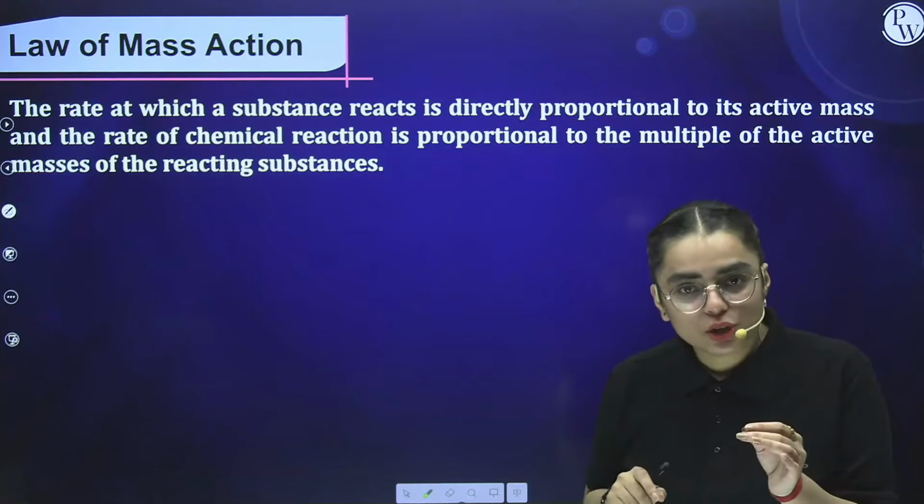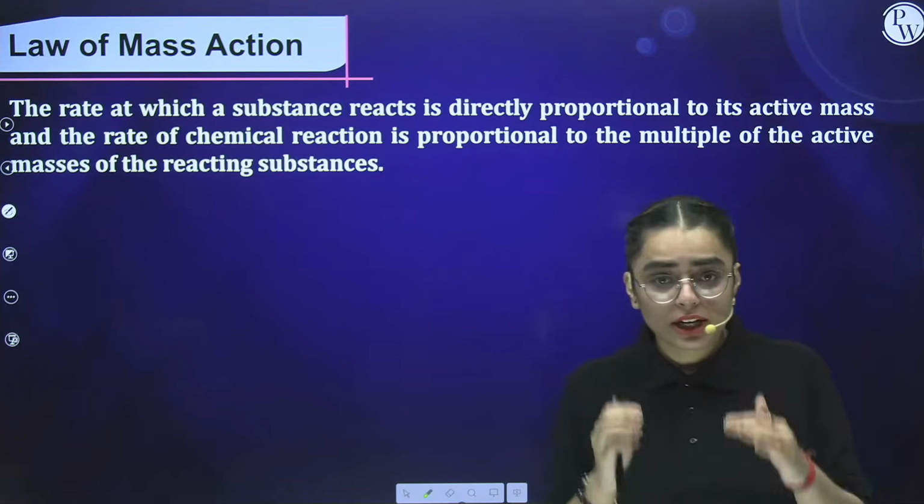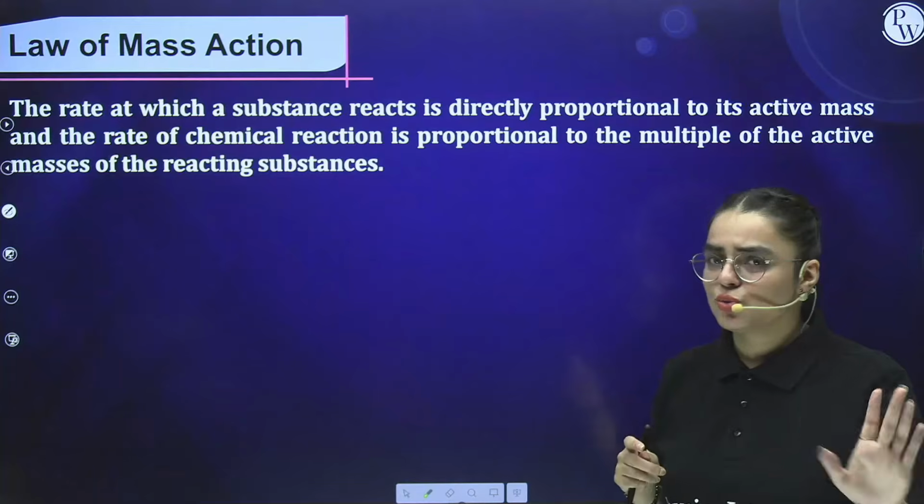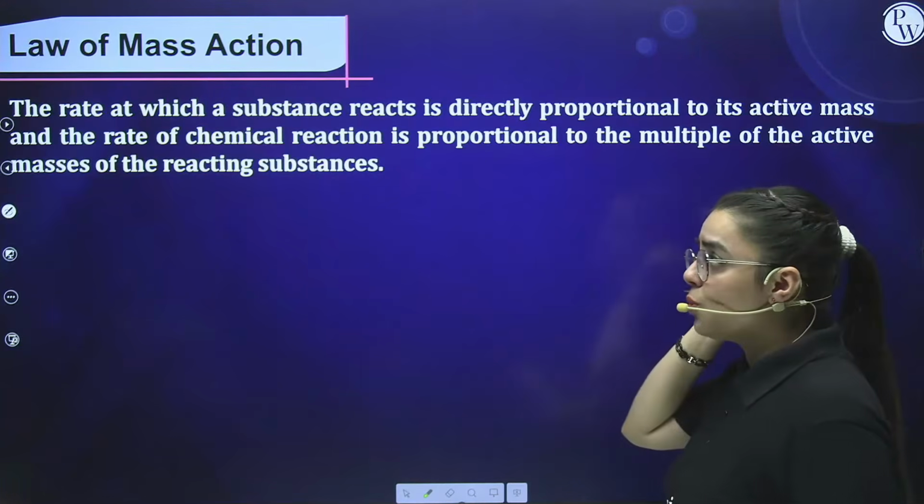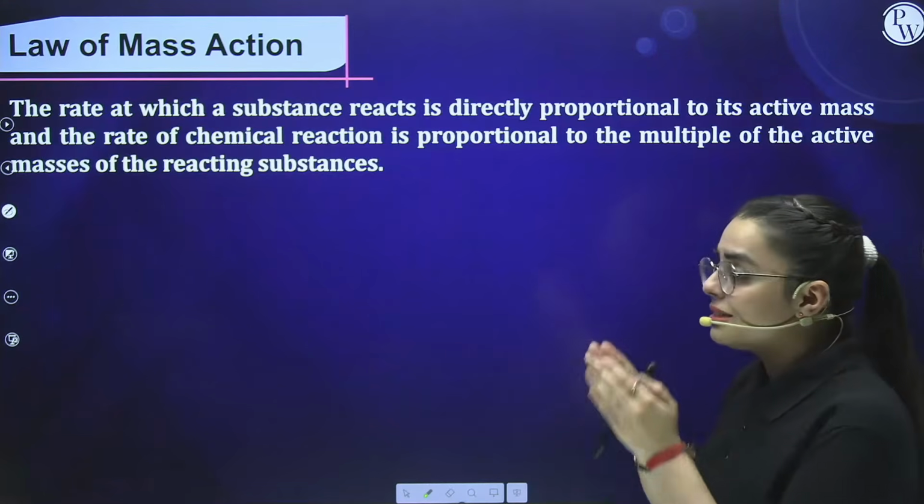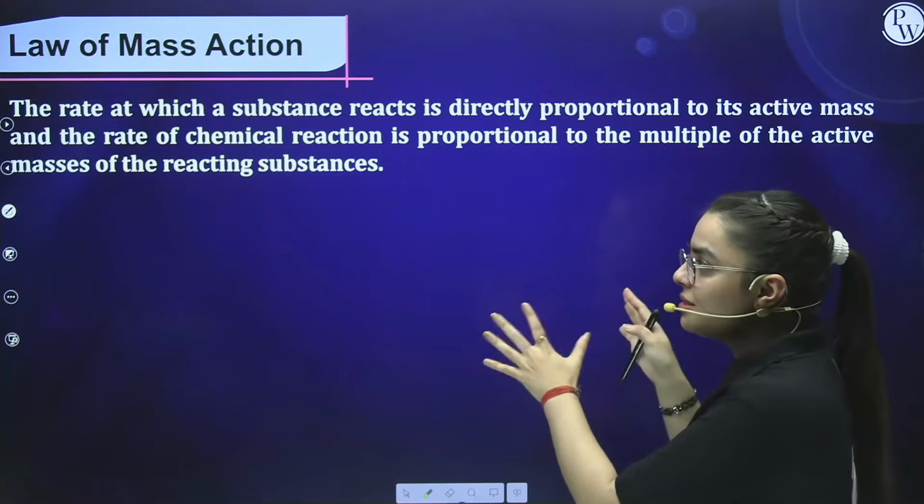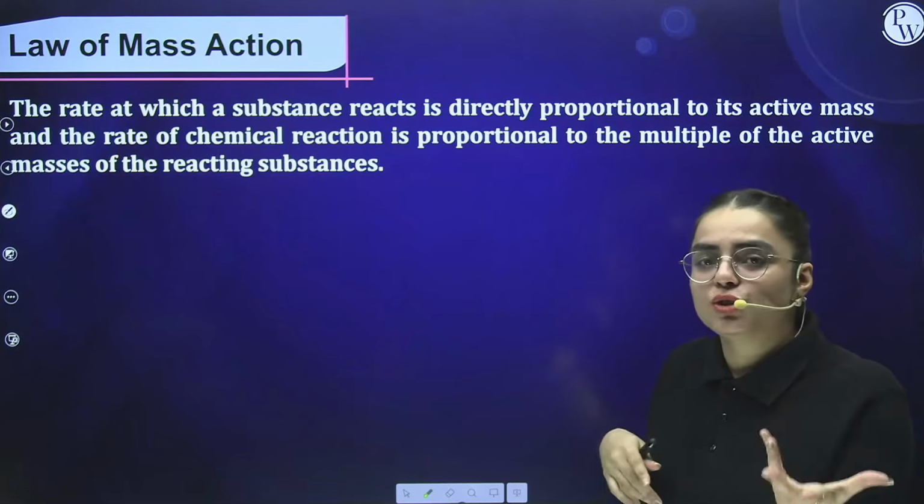From here you are going to get a lot of questions, so you need to understand it. It is very easy. Now, what is the law of mass action? Kindly see this definition very carefully. You will get to know what you need to understand.